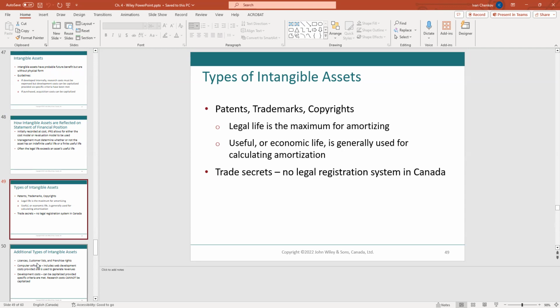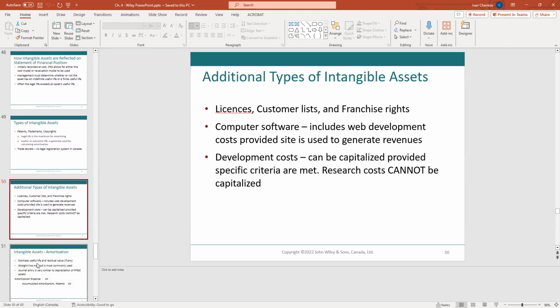We may have trade secrets, which have no legal registration system in Canada. Additional types of intangible assets can be licenses, computer software, or development costs. Again, development costs, remember, can be capitalized only and only if they meet certain specific criteria. If they don't, they're expensed. Research is never capitalized.